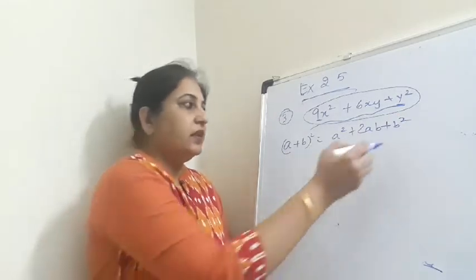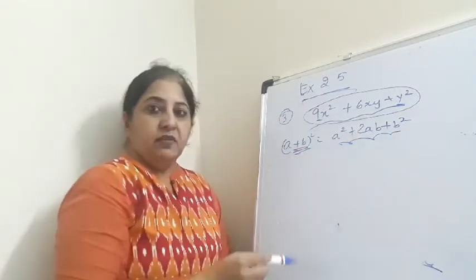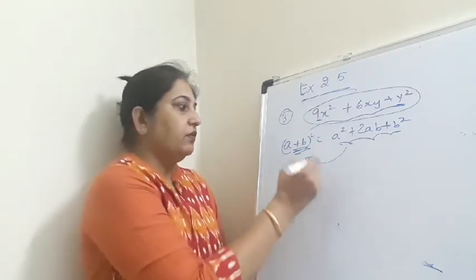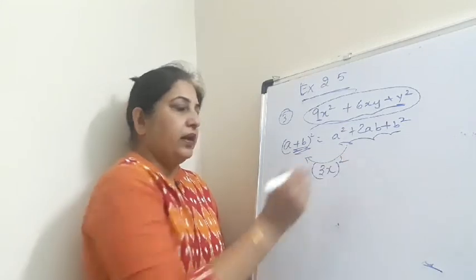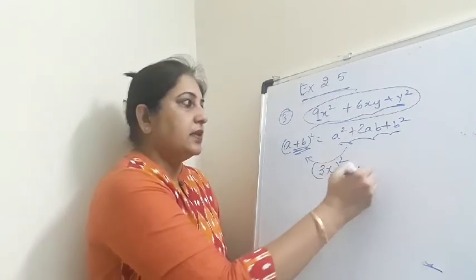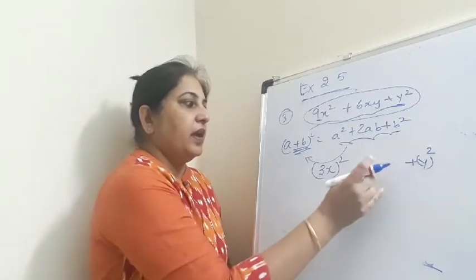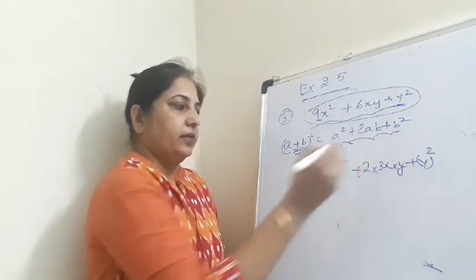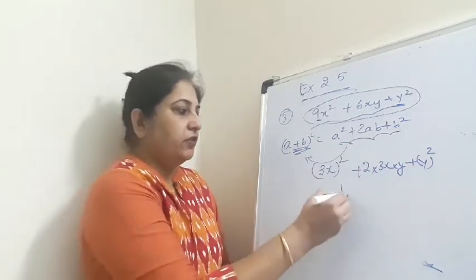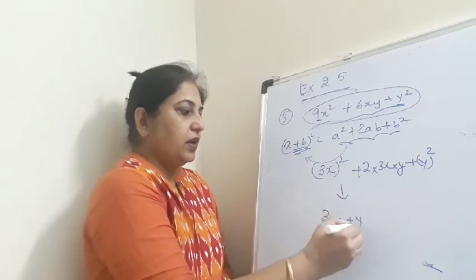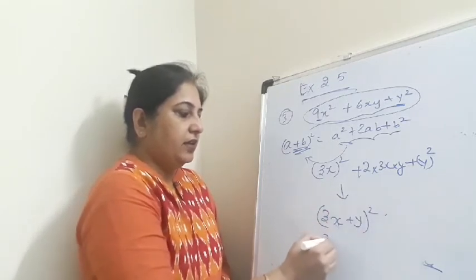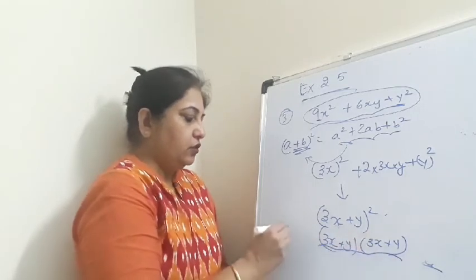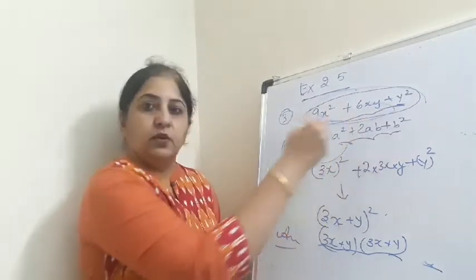Now the question is given in this form, not in this form. We have to factorize it and write it in the identity form. So what we'll do? We will write 3x the whole square, then plus y square, and here I break up and write 2 into 3x into y. So when we come to the identity format, we write 3x plus y the whole square, and the factors are 3x plus y and 3x plus y. So these are the two factors of this given question.